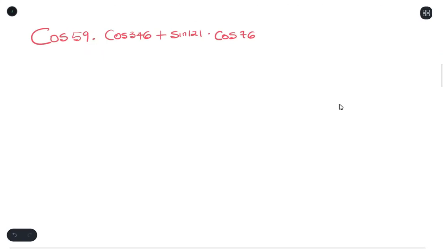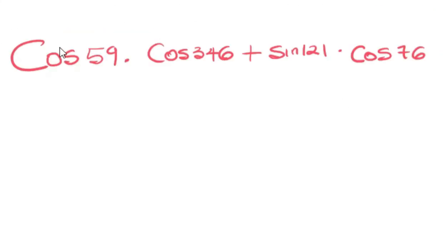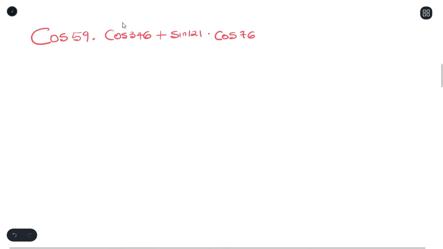So next up, we'll be trying out this example. This here says cos 59 times cos 346 plus sine 121 times cos 76. Looking at this, we notice a couple of things. We are asked to simplify, and I think I didn't write that. We want to simplify this whole thing over here.